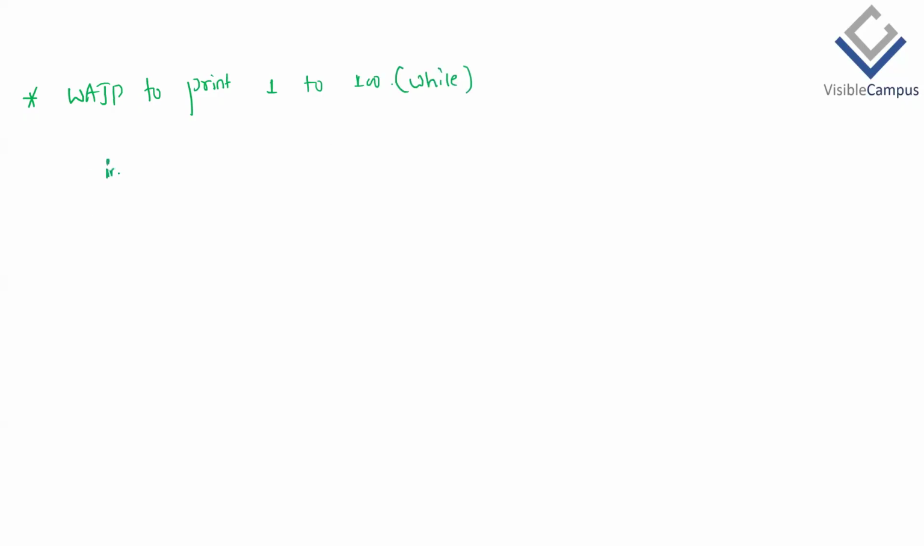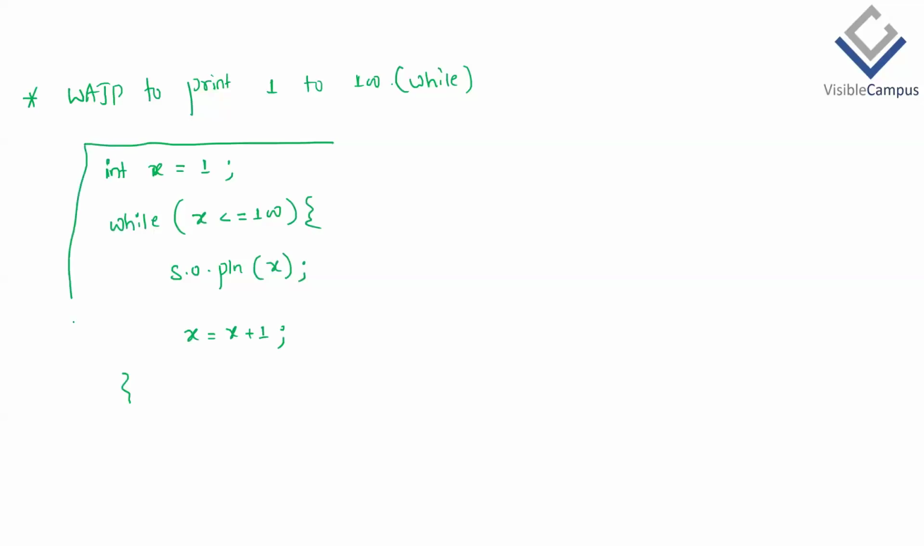First, initialize int x equals 1. Then go for the while keyword. What's the condition? Increasing order. Therefore, x has to be less than or equals 100. Then the loop body. What do we have to do? Print the x value. Then we have to increment the x value to control the loop. That's where x equals x plus 1. That's it. This is the loop code which prints the output of 1 to 100 in separate lines.